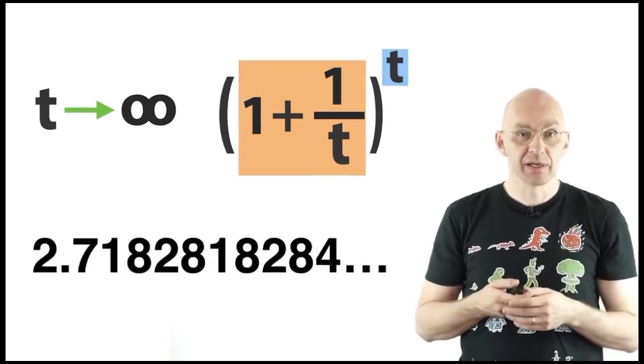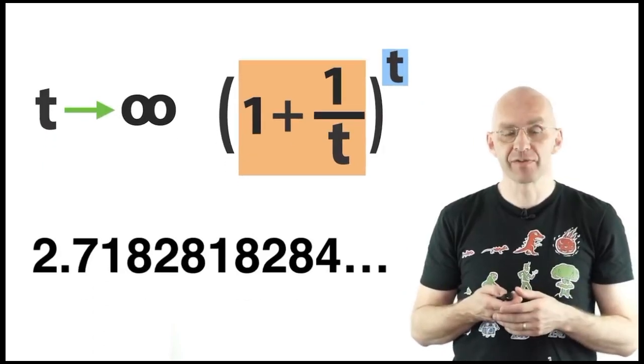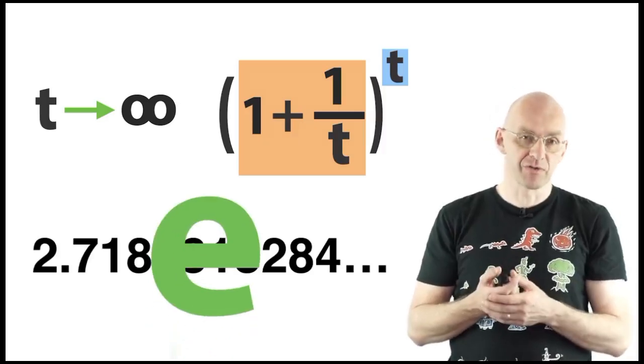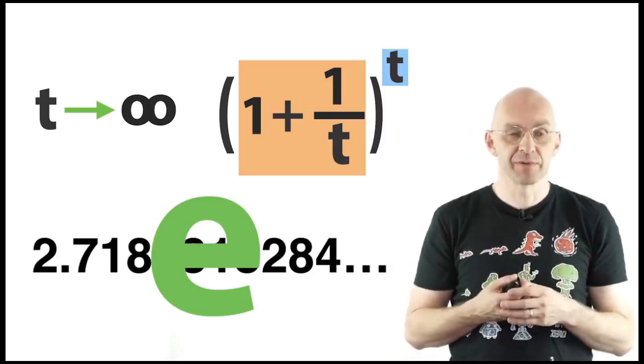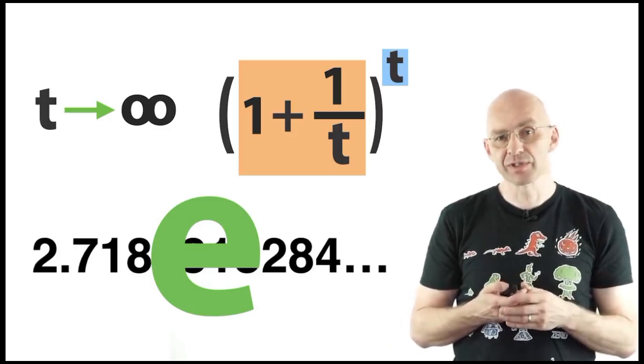Okay, in this case, it approaches this value here, very famous. It's the base of the natural logarithms, it's e. And there's a whole video that I've done about this indeterminate form. Maybe watch it again after you're finished with this video.